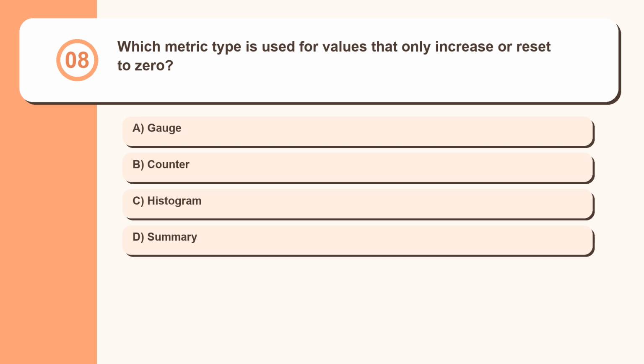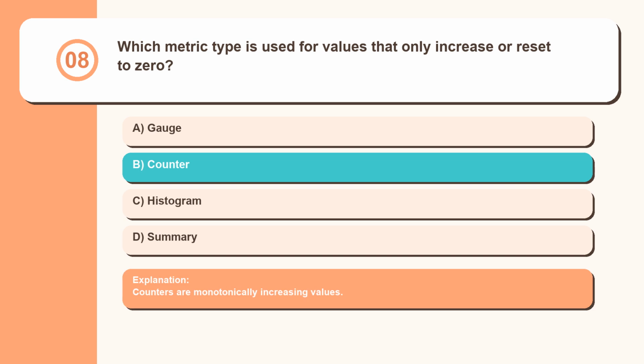Question 8. Which metric type is used for values that only increase or reset to 0? Gauge, counter, histogram, summary. Counters are monotonically increasing values.